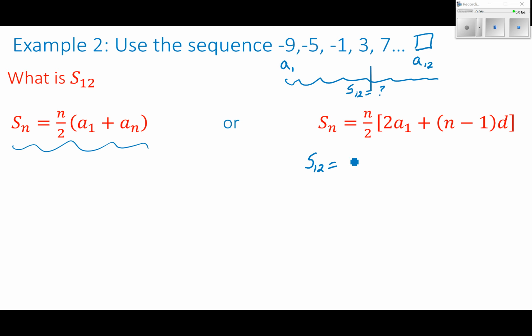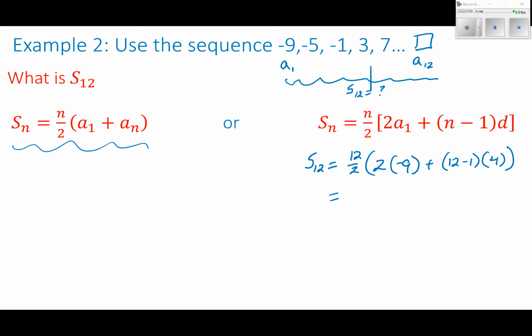So let's take a look at this. S sub 12 is 12 divided by 2, times 2 times my first term, which is negative 9, plus the number of terms, 12 minus 1. My common difference: to get from negative 9 to negative 5, I had to add 4. So my common difference will be a positive 4.